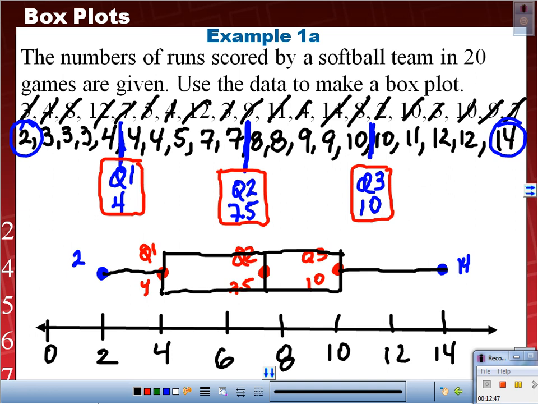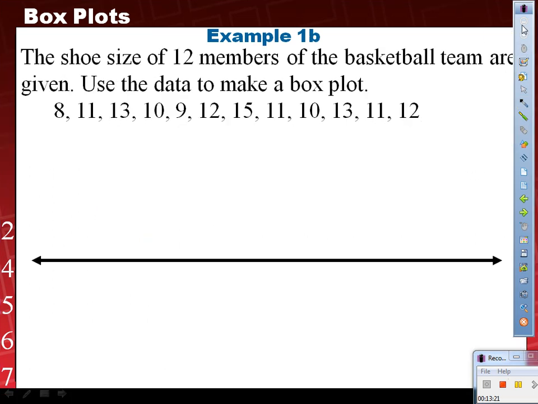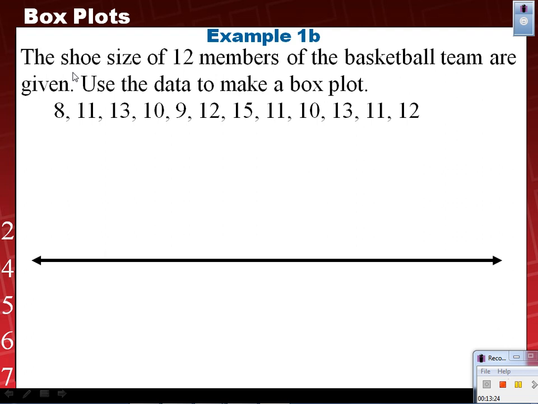All right, show me with your fingers how comfortable you are with box plots. Okay, you're going to do one by yourself? Yes? All right, here we go. Example 1B. It says, the shoe sizes of 12 members of the basketball team are given. Use the data to make a box plot. The numbers given are 8, 11, 13, 10, 9, 12, 15, 11, 10, 13, 11, and 12. Copy that, and you know what to do.